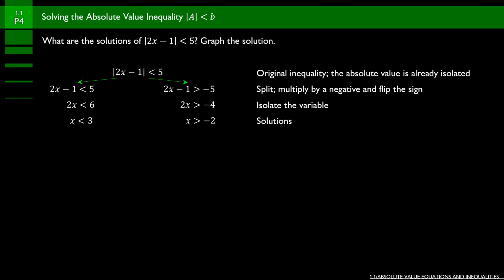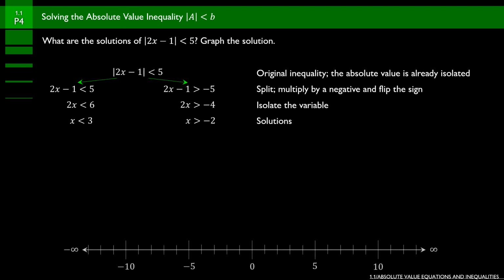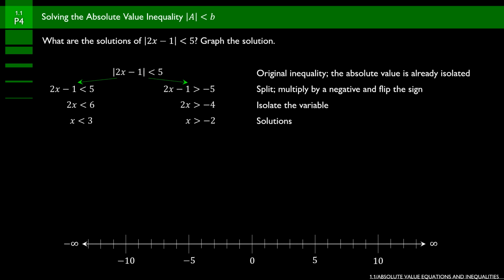So at this point, treat these as if they're equations. x equals 3 and x equals negative 2. Plot those points on the number line. So you're left with x at negative 2, and x at 3. Now, instead of using dots, because we've got less than and greater than, but not equal to, we're going to use parentheses instead. And what we're going to do is have the parenthesis open up in the direction that the arrow should be going.